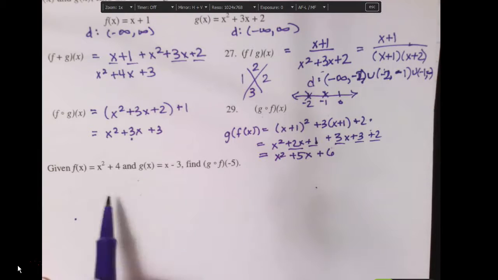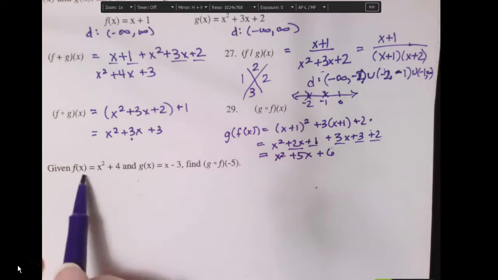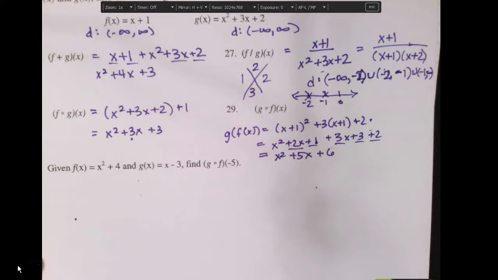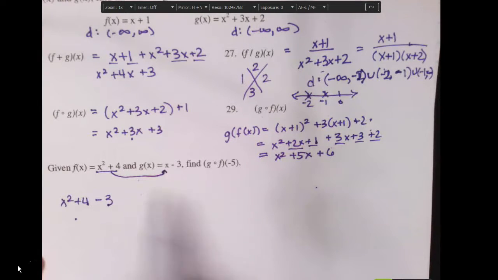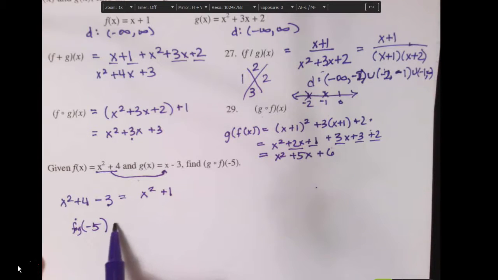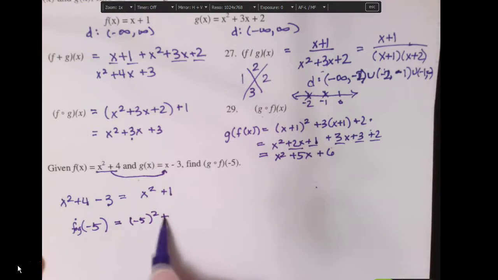So here, finding g of f of negative 5, so I'm going to take f, plug it into g, and then I'm going to plug negative 5 into all of that. So x squared plus 4 minus 3, so I took this, plugged it in right there. So let me simplify x squared plus 1. Now I'm going to do f of g of negative 5 of x squared plus 1. So I'm going to plug in negative 5 squared plus 1, and I get 26.